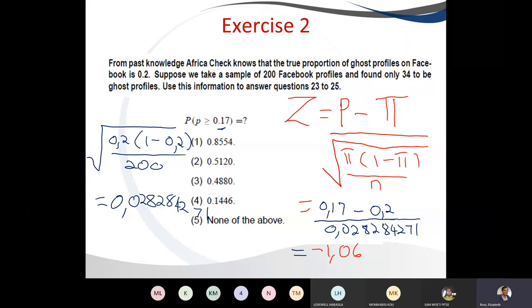You must go to the table and find the value on the table. But remember, this is greater than. So the value you find on the table, you will have to subtract it from 1. So this will be the probability that Z is greater than minus 1.06.